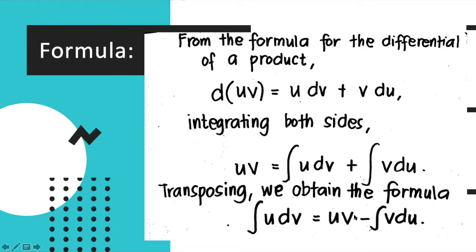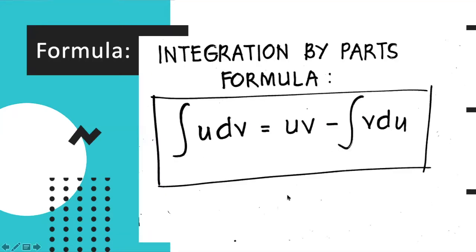Okay, so you should remember this. This will be your guide for solving integrals that cannot be directly solved using the elementary formulas. So the integral of u dv is equal to uv minus the integral of v times du. So how do we do this? Again, this is the formula. Take note of this.